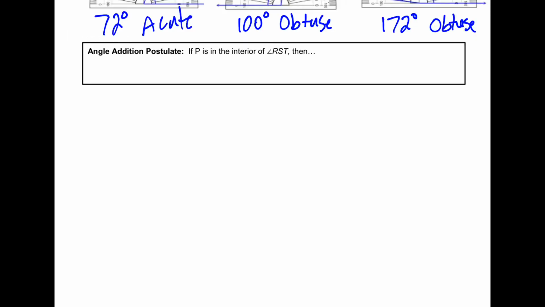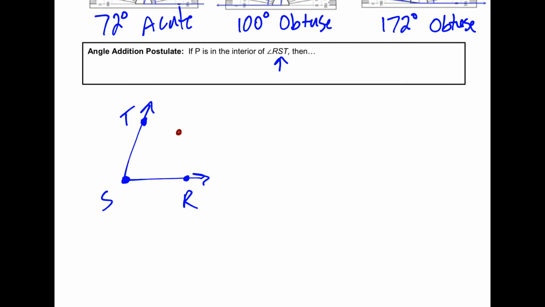Angle addition postulate. If P is in the interior of angle RST, then... So first, let's draw the vertex. It's going to be the middle letter here, S, and my two sides are going to be R and T. So I just put the R on the bottom, I could have done it vice versa, and I labeled these points on those sides of the angle.